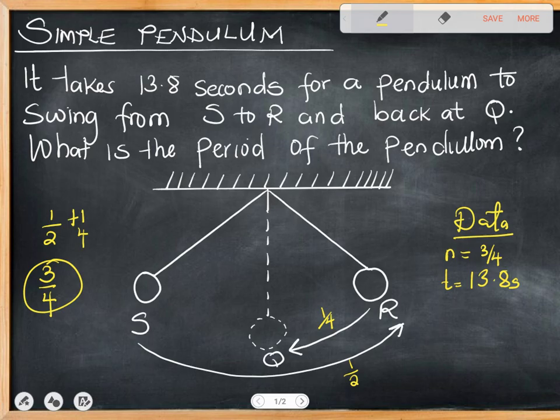Take note, the only key thing here, if you are given time, that means they want you to work a little bit, and that is to find the number of complete oscillations. And once you know how to go about it, then you are good to go.